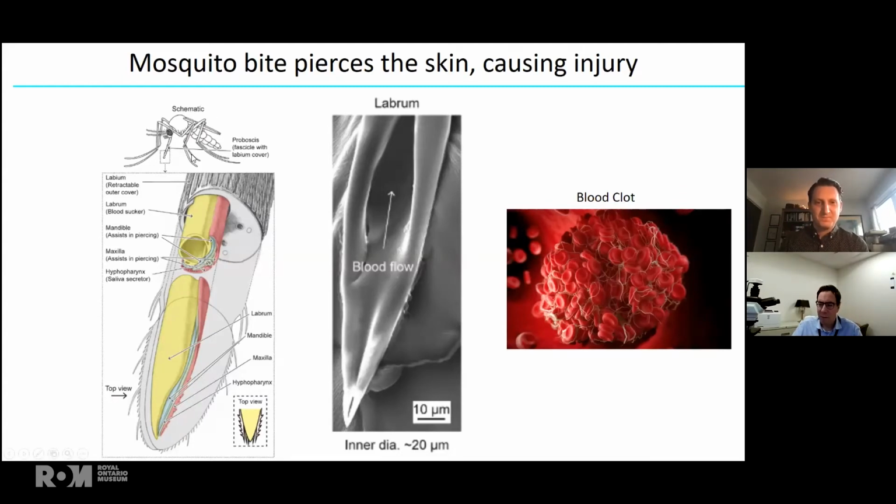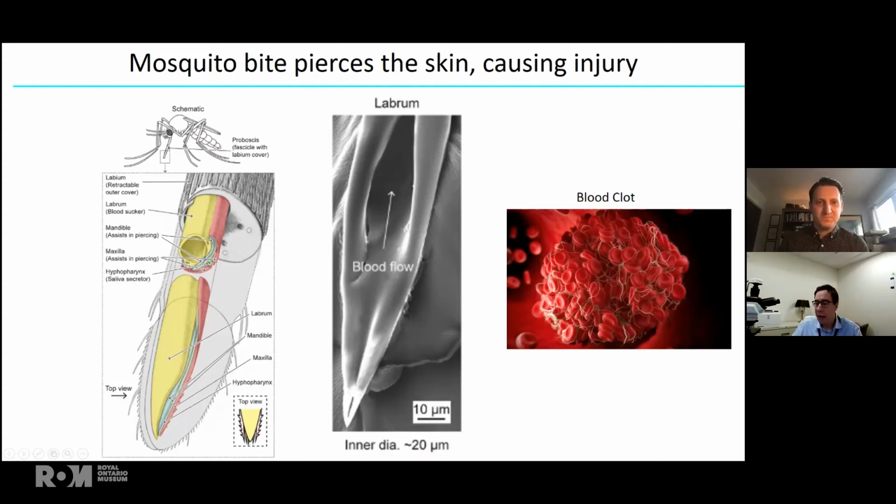And every blood-sucking arthropod has some peculiar mechanisms to feed on blood. And this is an actual image of the proboscis, and you can see how sharp it is, right? And that's how it pierces the skin, and then the blood flows through this channel into the animal, and because it causes injury, there's an injury here, then it promotes blood clot.